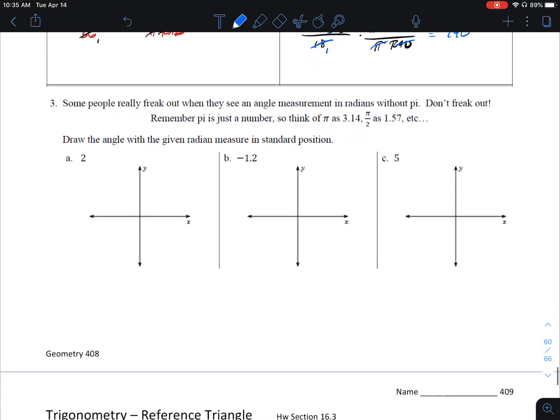All right, this last part. Take a sip here. Oh, that's delicious. Some people really freak out when they see an angle measurement in radians without pi. Trust me, that is not an exaggeration. Don't freak out. Remember, pi is just a number. So for right now, let's just pretend that pi is 3.14.